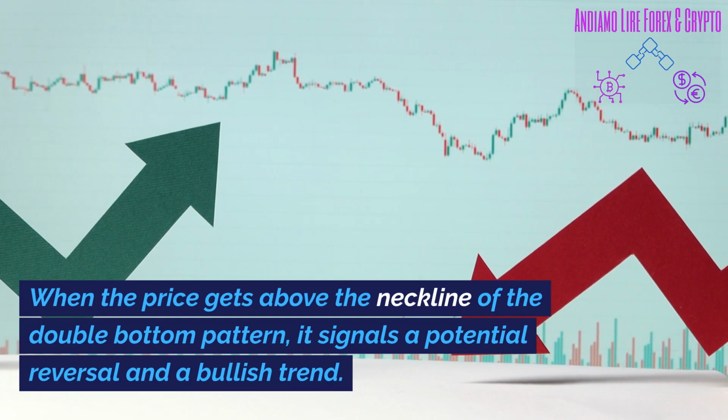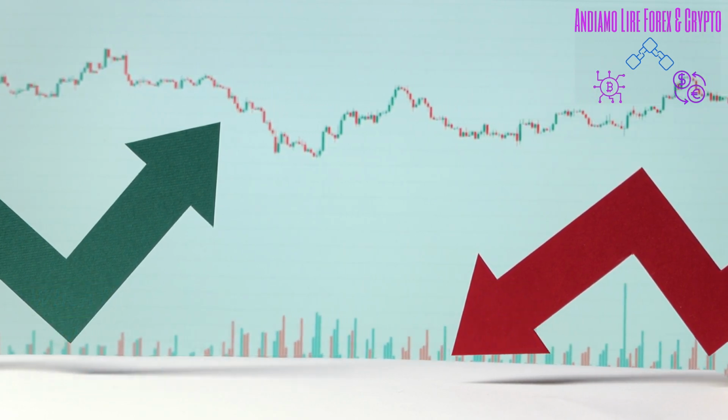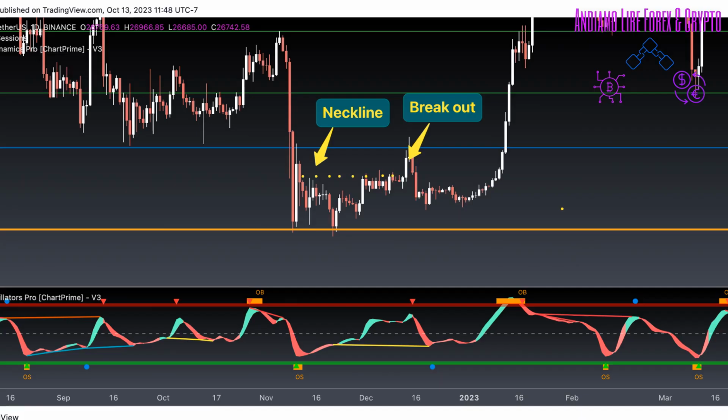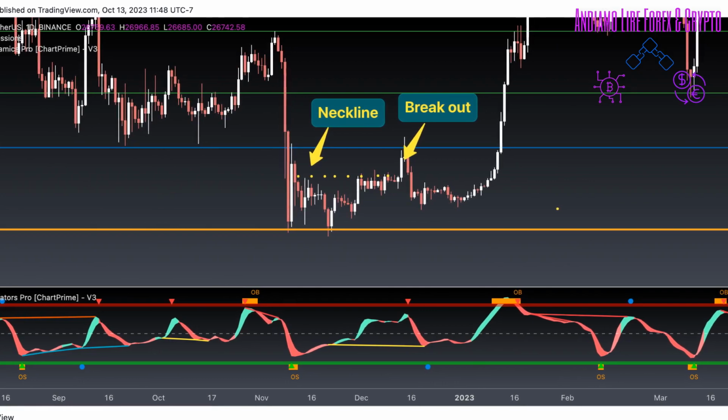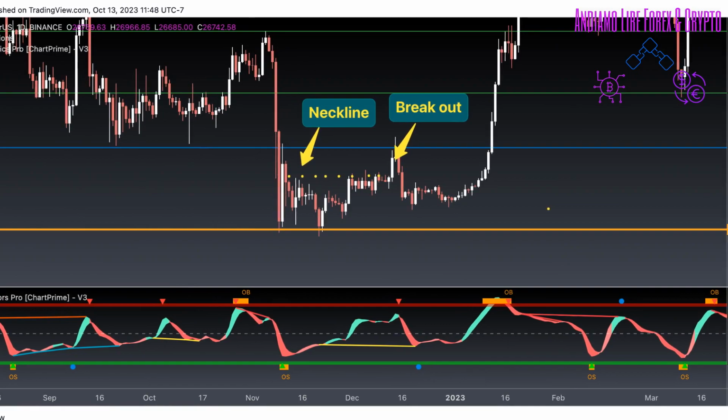When the price gets above the neckline of the double bottom pattern, it signals a potential reversal and a bullish trend. Go long once the price breaks above the neckline. Here's an example of the price breaking above the neckline, and you see it retracing slightly and then eventually the price heading up again.